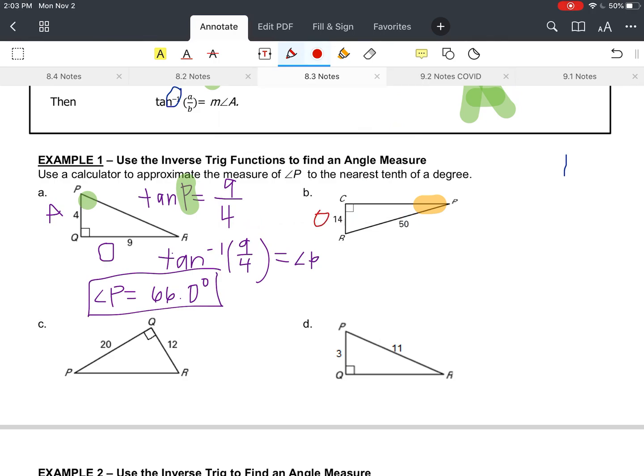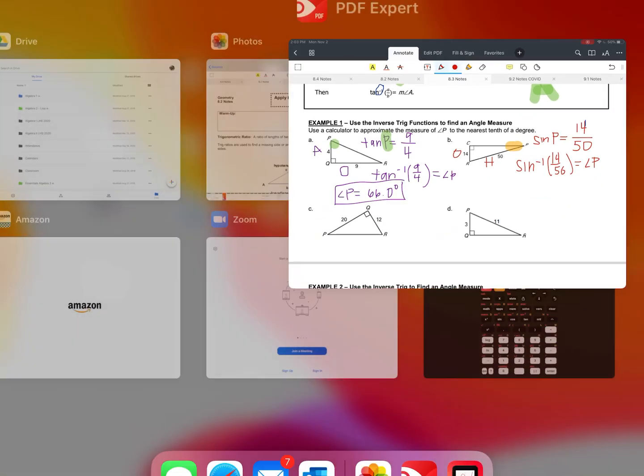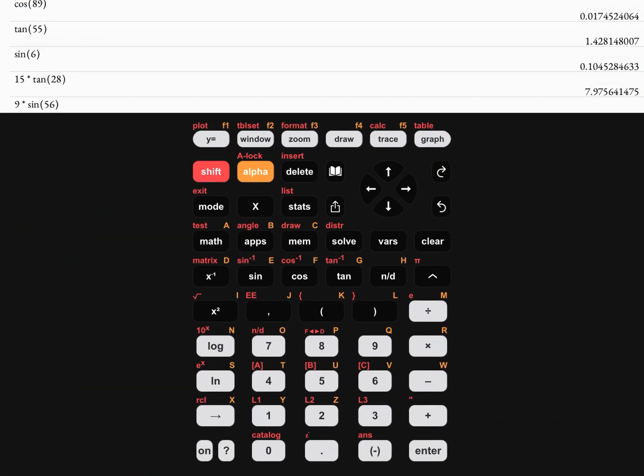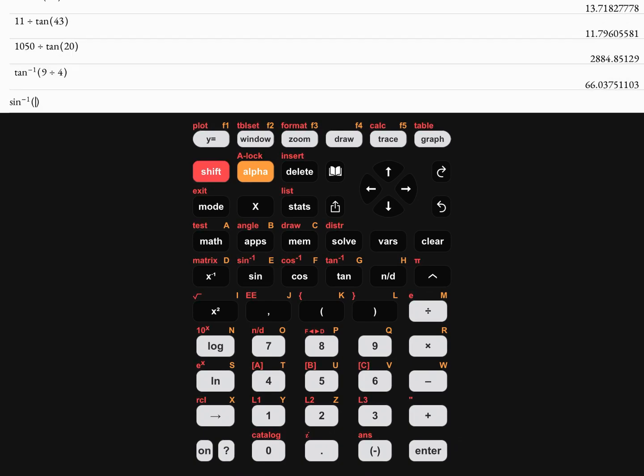So letter B, here's P. Label the sides. 14 is opposite and 50 is hypotenuse. Opposite and hypotenuse, that's sine. So I can say the sine of angle P is equal to opposite, which is 14, over hypotenuse, which is 50. I want to find out what P is, so I'm going to do the sine inverse. When you're finding an angle, you do the inverse of the ratio. That'll give you angle P.